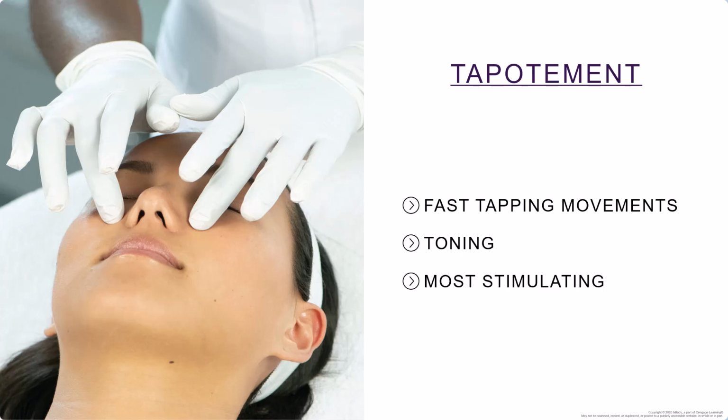Tapotement is also known as percussion or a piano movement. It's a percussive stroke in which the fingertips strike the skin in rapid succession or fast tapping movements. It does improve circulation by stimulating the diffusion of the capillary network, and this will help nourish the skin by releasing nutrients and purifies the system by releasing carbon dioxide and other waste material. And it's very good for toning, and it's beneficial for sluggish skin. And this is going to be the most stimulating of the movements and should be applied carefully.